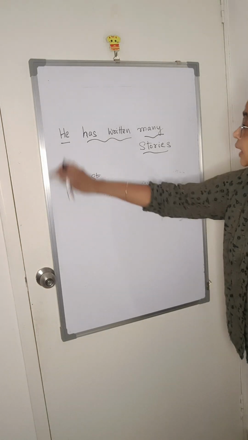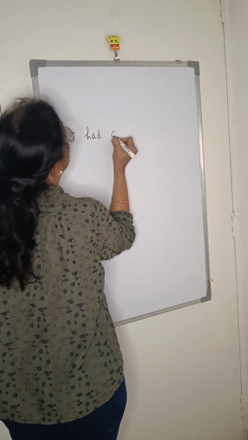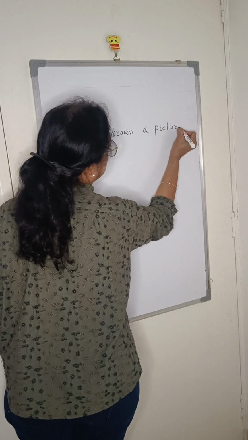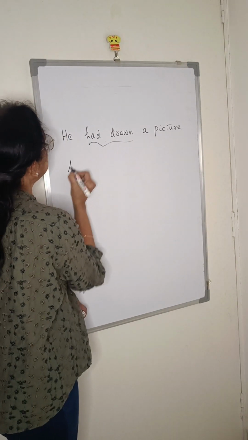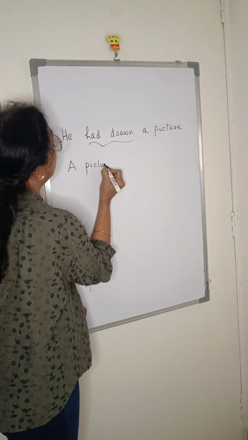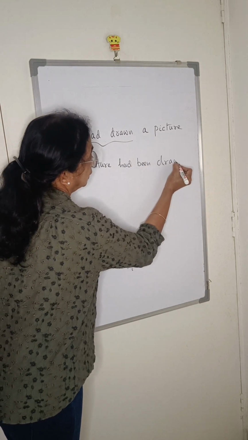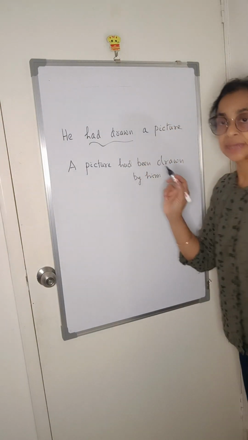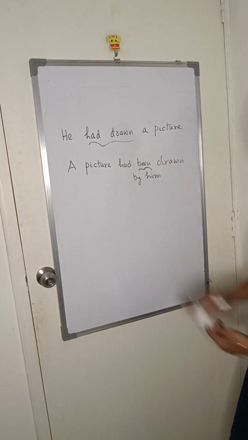So let's see now past perfect tense. He had drawn a picture. Very good. He had drawn a picture, past perfect tense. So a picture had been drawn by him. When have, has, had come, been will come. He had drawn a picture. A picture had been drawn by him.